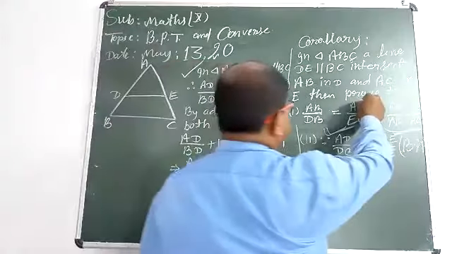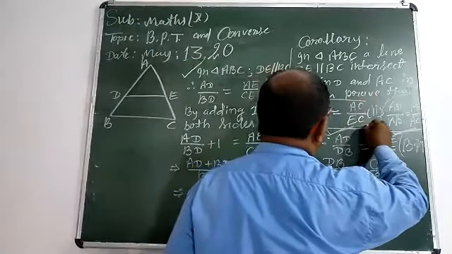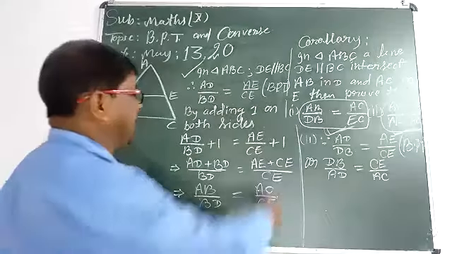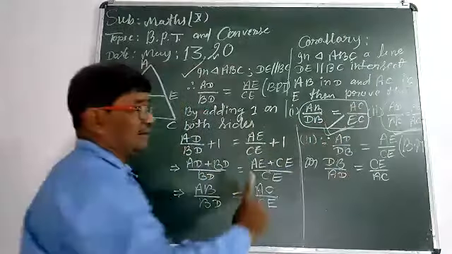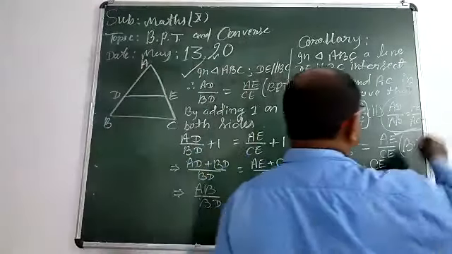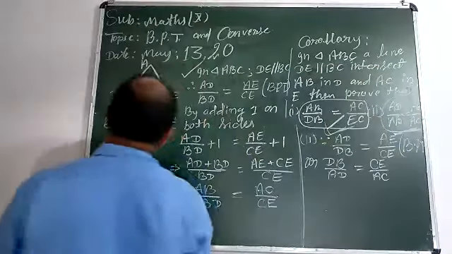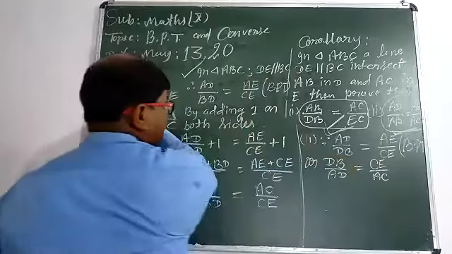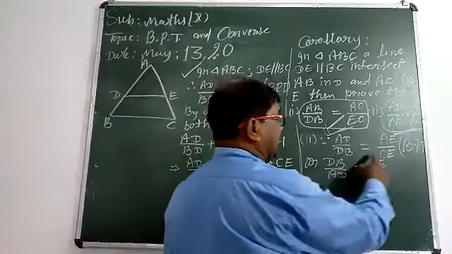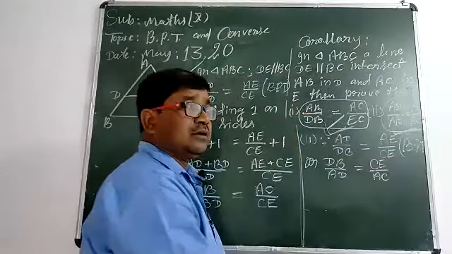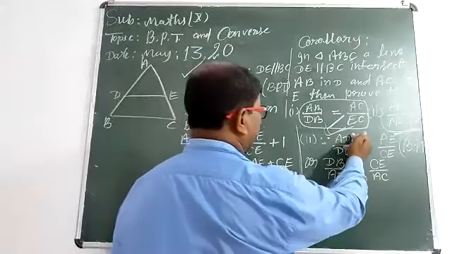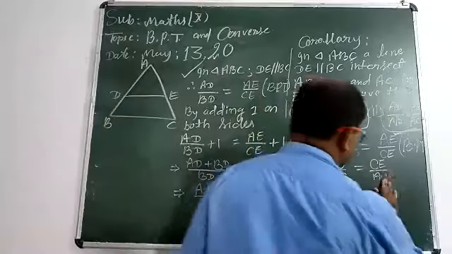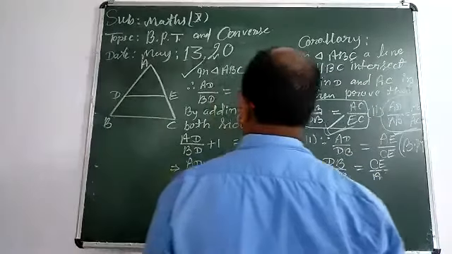We have already checked this type of condition by the help of BPT. Okay. So this condition is possible. Now you are going to check whether this condition will be possible from BPT or not. Okay. From BPT, according to the given diagram, AD upon DB equal to AE upon CE. Now we can write DB upon AD equal to CE upon AE.